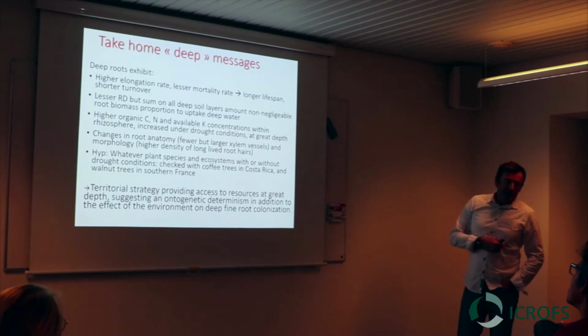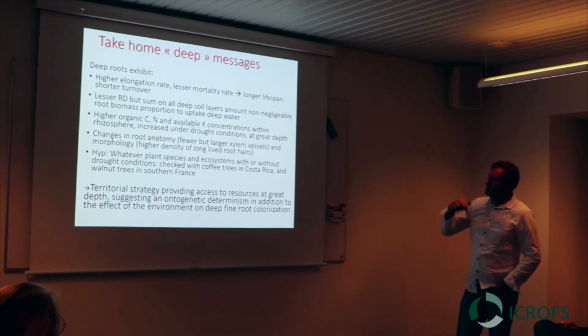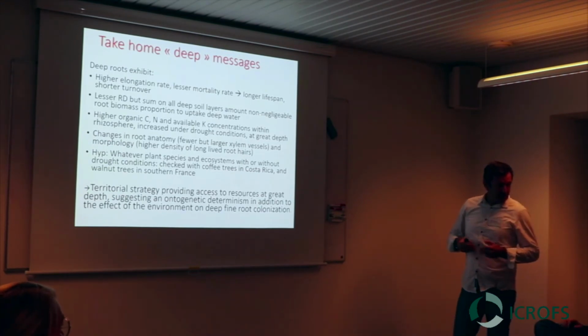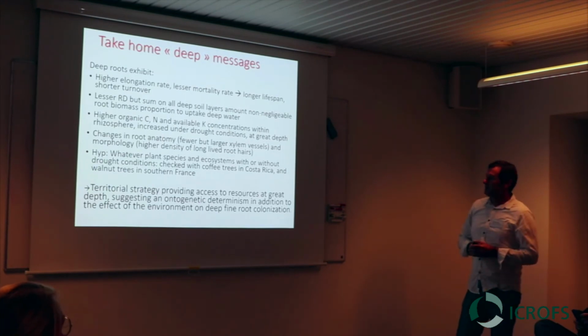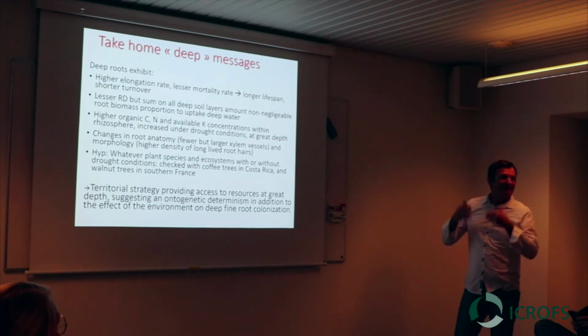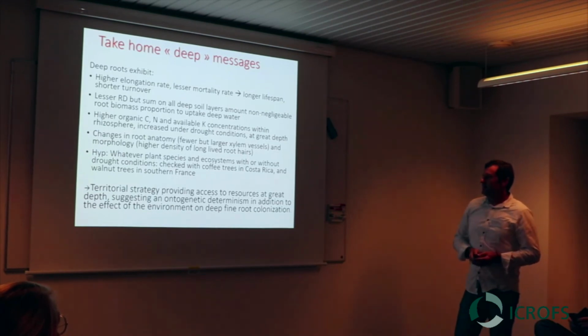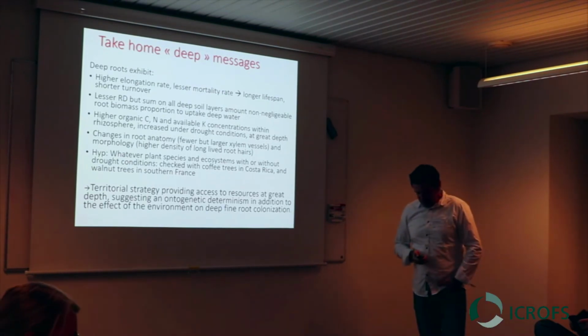We are studying now in Africa on acacia, so we think that all these territorial strategies providing access to resources are a plasticity of the root system at that depth, because the conditions are changing at that great depth. Okay, we are below 10 meters, and suggesting an ontogenic determinism in addition to the effect of the environment on the deep fine root colonization.